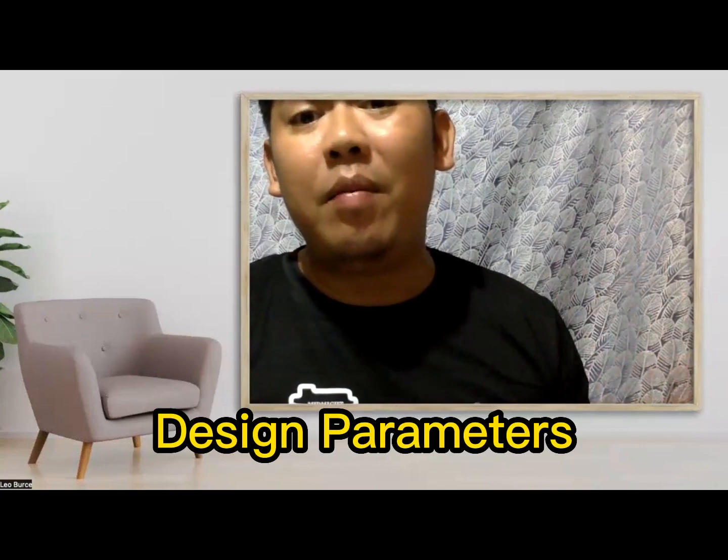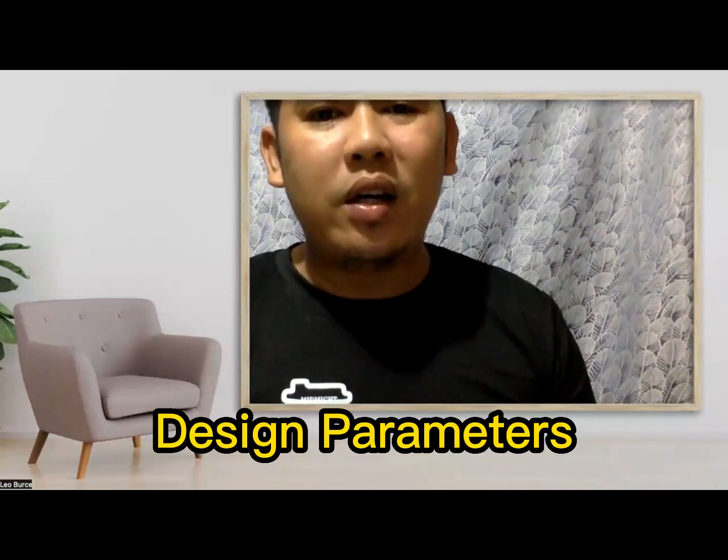Now, let's move our discussion to design parameters. The following are the design parameters that may be combined to design an organizational structure. The first one is job specialization, or what we call the division of labor. Adam Smith introduced the term division of labor in his book Wealth of Nations in 1776.